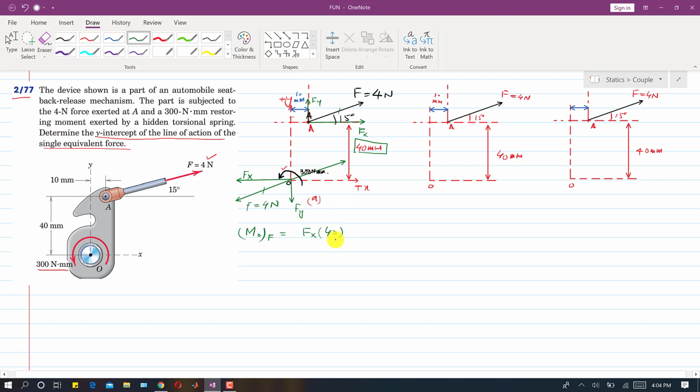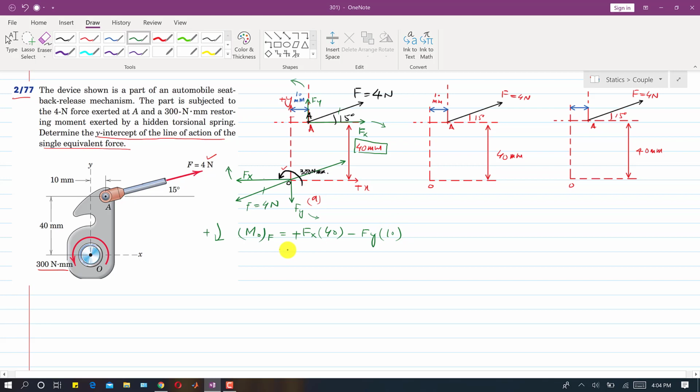So I will write 40, right? And as we can see, F of x is producing a clockwise moment. So let's assume that the clockwise moment is positive. So this will be positive, minus, and as we can see, both the F of y's are producing a counterclockwise moment, right? So we will write minus F of y into the perpendicular distance. The perpendicular distance between both the F of y components is this 10 mm, right? So I will write 10.